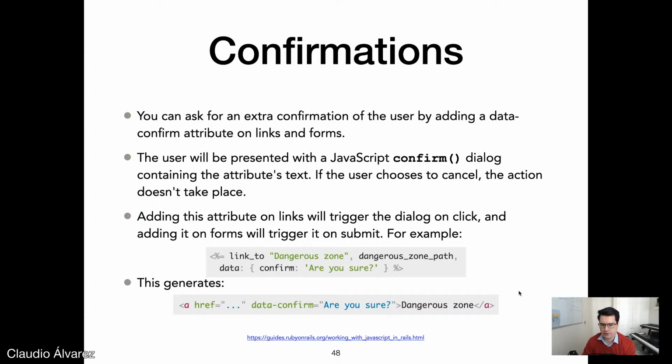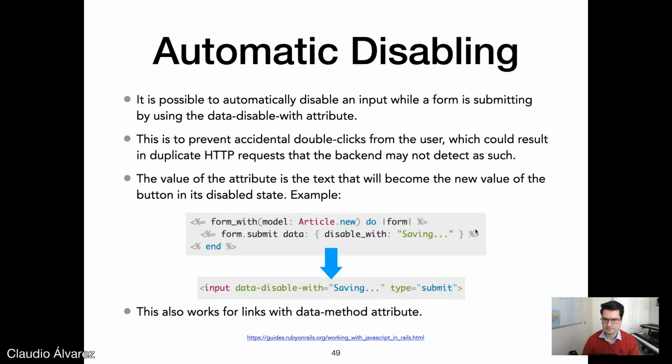Confirmations. You can ask for extra information of the user by adding a data confirm attribute on links and forms. The user will be presented with a JavaScript confirm dialog containing the attribute's text. If the user chooses to cancel, the action doesn't take place. Entonces, si quieres borrar, por ejemplo, algo, ya tú puedes poner que necesariamente tiene que haber una confirmación, ¿ya? Link to danger zone path, y pones ahí en data un objeto con una confirmación, are you sure? Y te aparece entonces un data attribute confirm, are you sure? Entonces al apretar el link te aparece una confirmación. Es algo bastante cómodo que se puede usar.